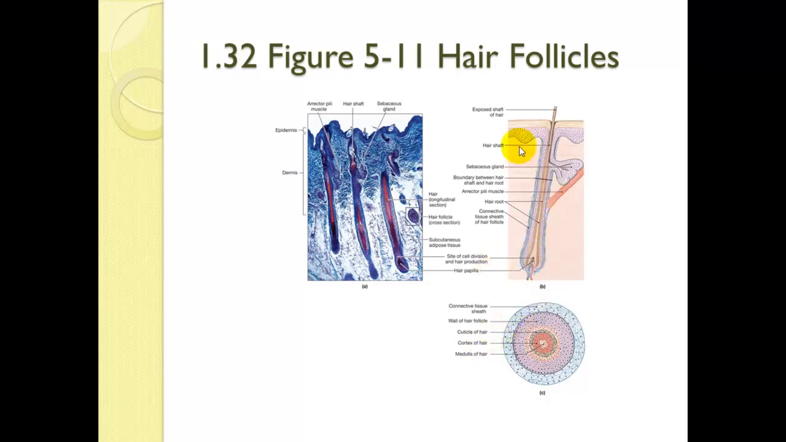And if you'll look here, this is figure 5.11 in the book, exposed end to shaft. We have the hair shaft here. We have a sebaceous gland over on the side. The hair root is in here. Connective tissue sheath of hair follicle. Blood supply to the hair. This is the hair cross section. Not very wide. Cuticle, cortex, medulla, wall of the hair, connective tissue sheath.